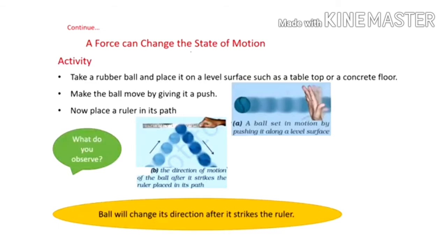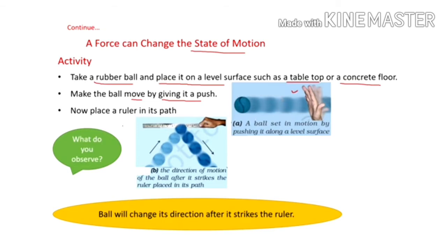A force can change the state of motion, and we can prove it with the help of an activity. Take a rubber ball and place it on a leveled surface like a tabletop or a concrete floor, and make the ball move by giving it a push. Now place a ruler in its path. What happens?